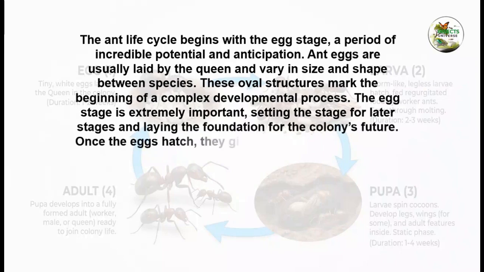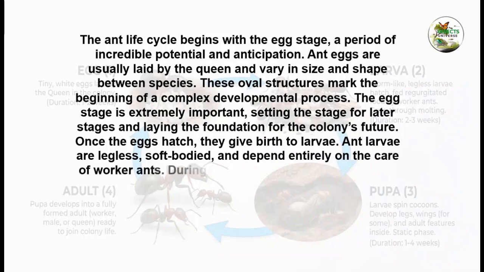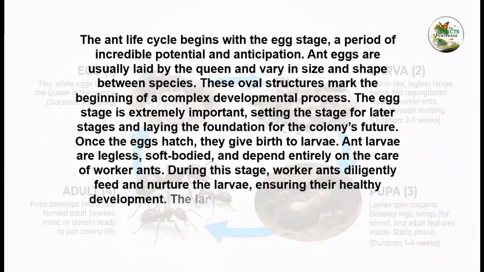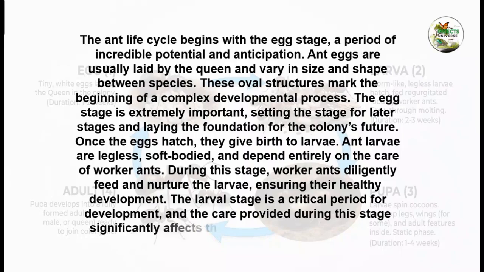Once the eggs hatch, they give birth to larvae. Ant larvae are legless, soft-bodied, and depend entirely on the care of worker ants. During this stage, worker ants diligently feed and nurture the larvae, ensuring their healthy development. The larval stage is a critical period for development, and the care provided during this stage significantly affects the capabilities of the adult ant.